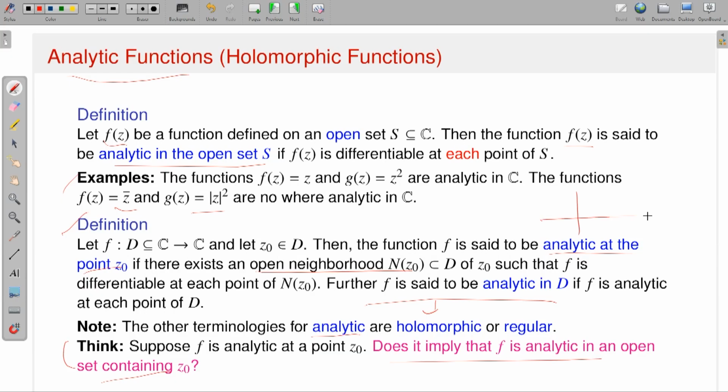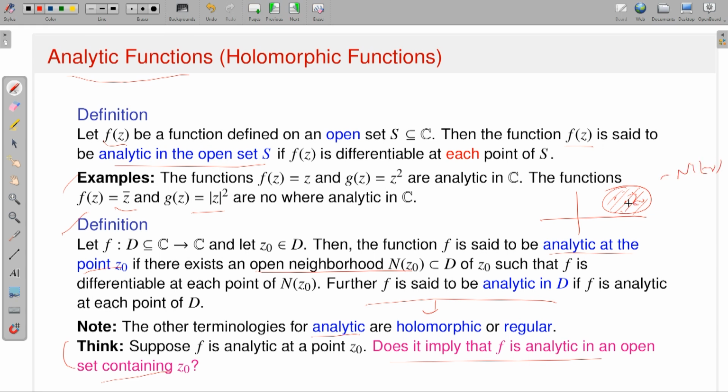Suppose this is my complex plane and I have a point z0, and suppose this is my neighborhood of z0, and at each point my function is differentiable. Though I am talking about analyticity at a point z0, I am actually talking about differentiability in a neighborhood of z0, that means N of z0.